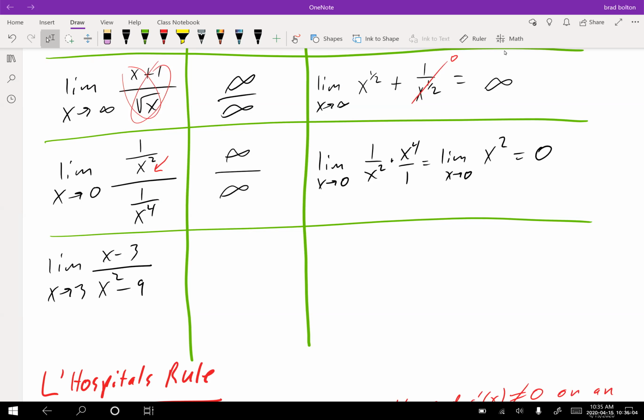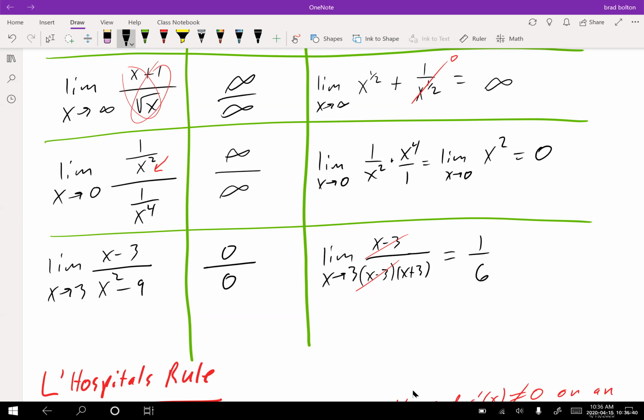Okay, now here's an example where if we plug 3 in, we get 3 minus 3, which would be 0, and we get 9 minus 9, which would be 0. So this would be the form we would get, which we know is indeterminate, meaning the limit may or may not exist. You guys have done in the past the limit as x approaches 3 of x minus 3 over (x minus 3)(x plus 3). So we use factoring this time. We use some of our algebra. We can cancel x minus 3 and x minus 3, and our limit will end up being 1 over 6. So in this case, 0 over 0 ended up becoming 1 over 6.